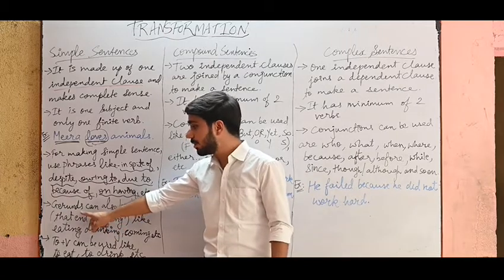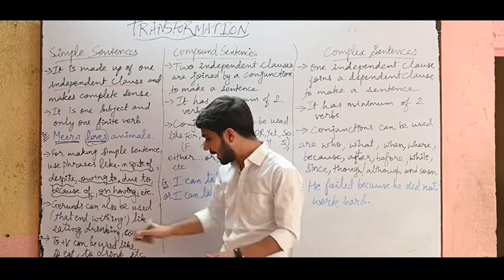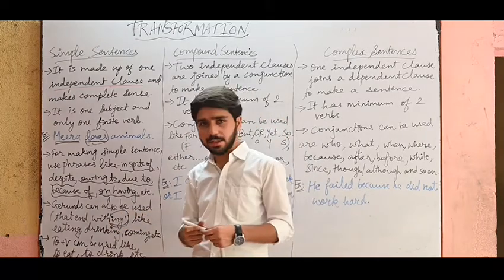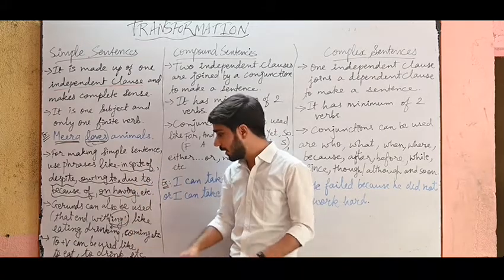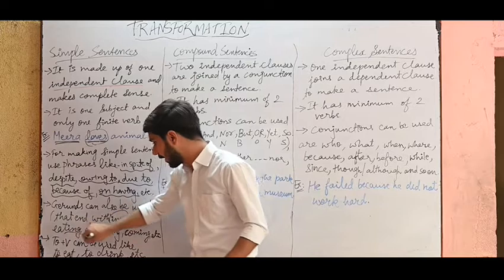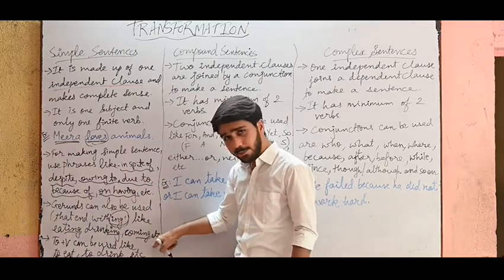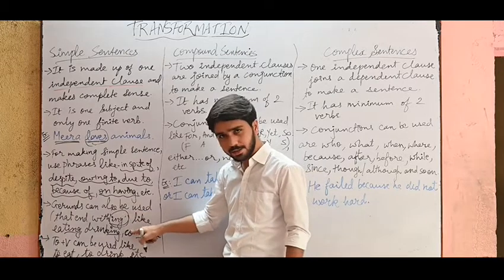Then you can also use gerunds. And what are gerunds? The words which end in ing. The words which end in ing are called gerunds. So when you want to make a simple sentence, you can use gerunds also. See the examples I have written: eating, drinking, cooking, coming. So all these are gerunds. Why? Because they end with ing. So you can use gerunds for simple sentences.